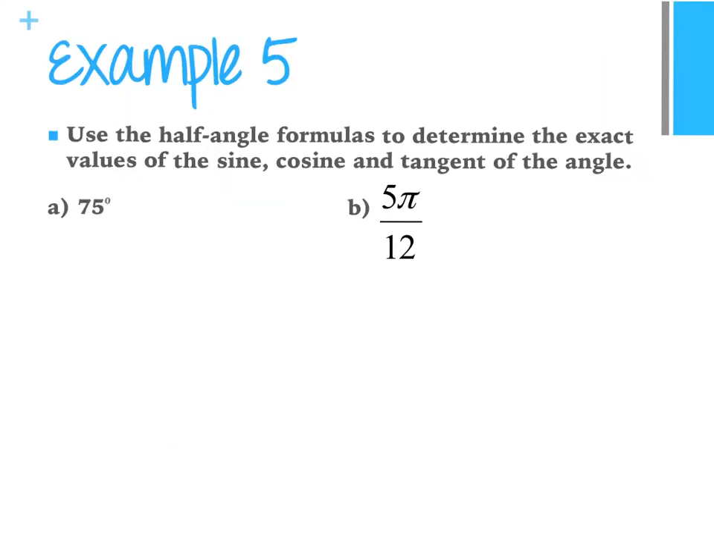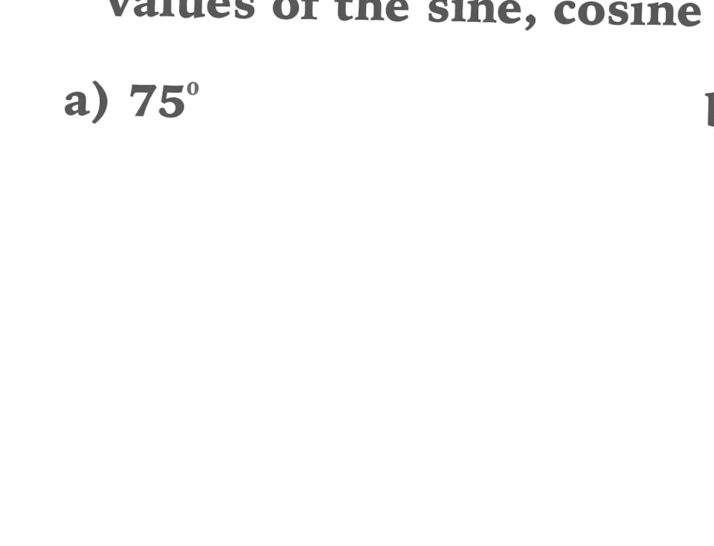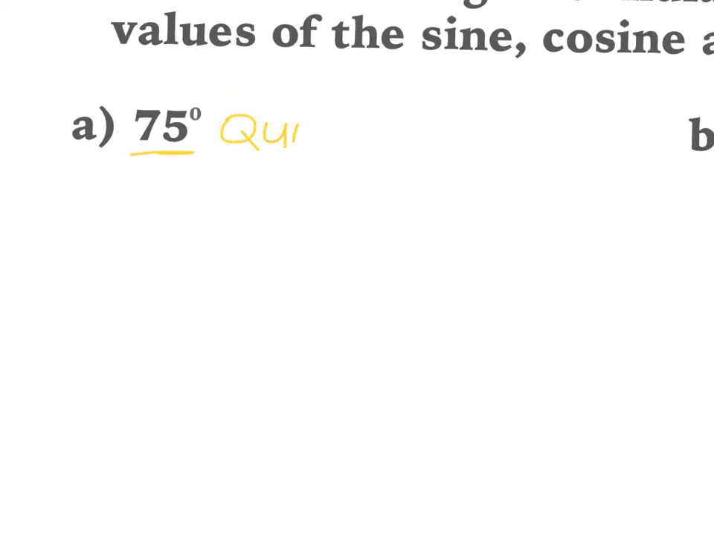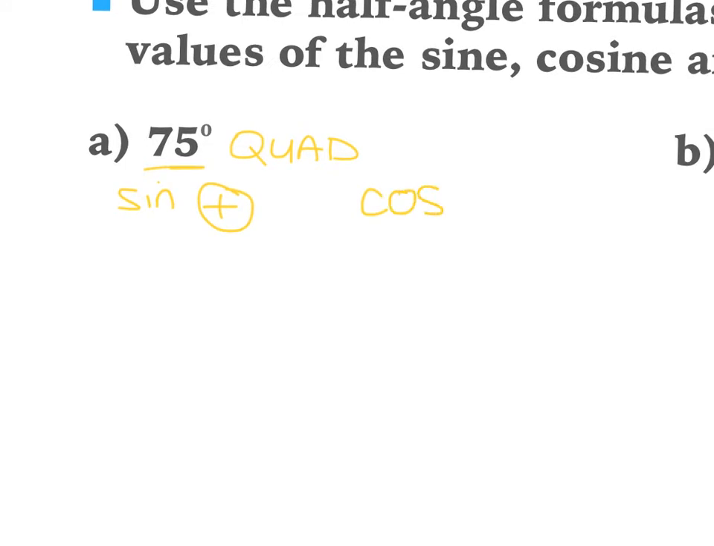Start with 75. So this says use half angle formulas to determine the exact values of sine, cosine, and tangent of the angle. So we just said 75, okay? Initially, 75 lies where? First quadrant. So this one's in my first quadrant, which means when I get to the end of my answer, whatever I have for sine, I'm going to make sure it's positive. Whatever I have for cosine, I'm going to make sure it's positive. You don't have to worry about tangent. It corrects itself. But because 75 is in the first quadrant, I need to make sure that sine and cosine are positive at the end. You with me so far?